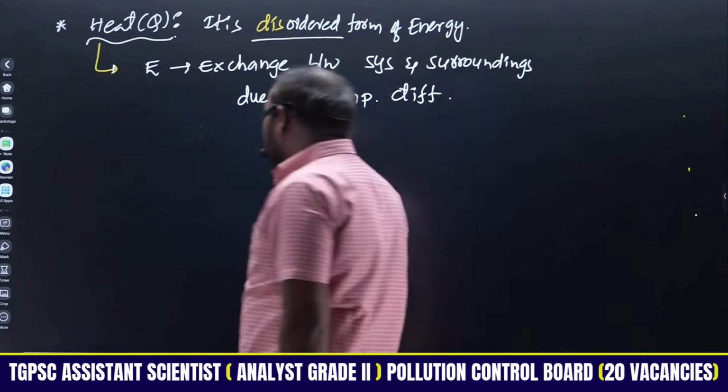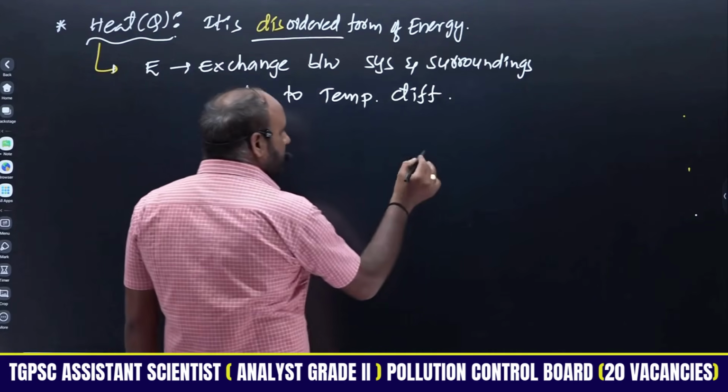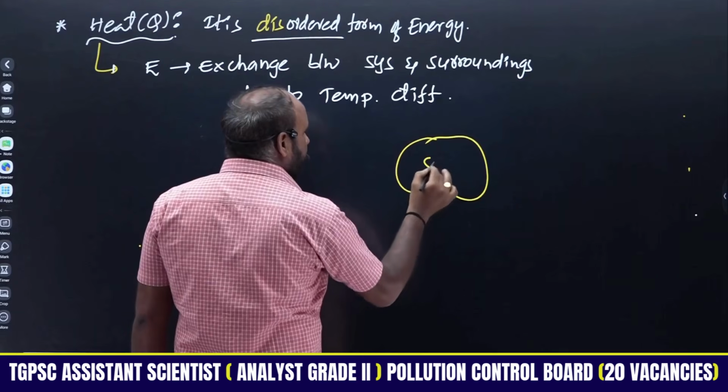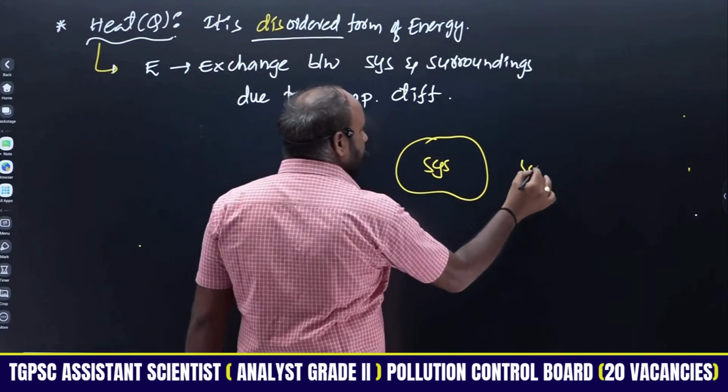Here we consider one terminology, the system and surroundings. Any specified portion which is under our observation is called the system. The remaining part is what?